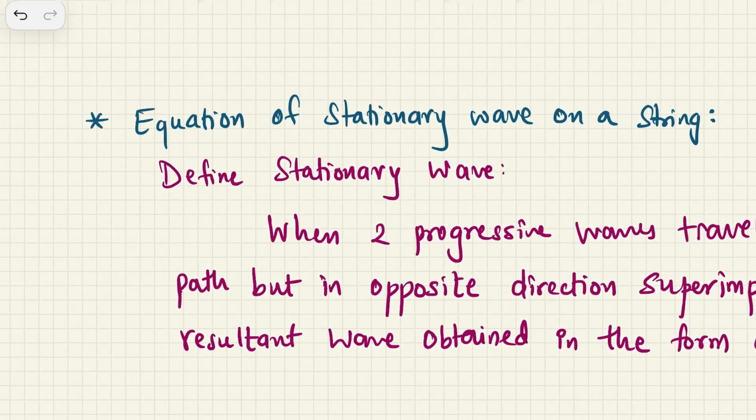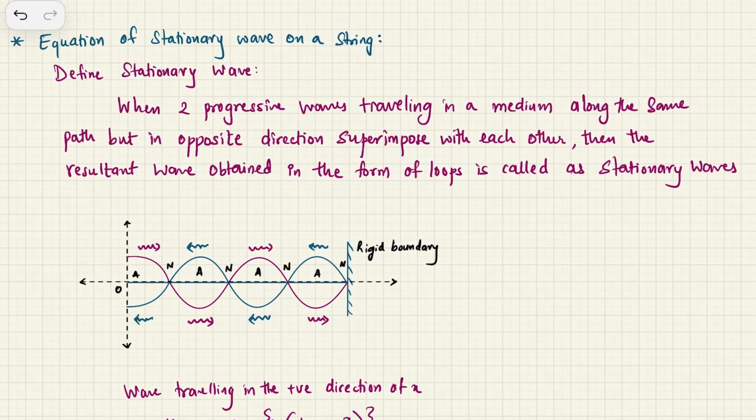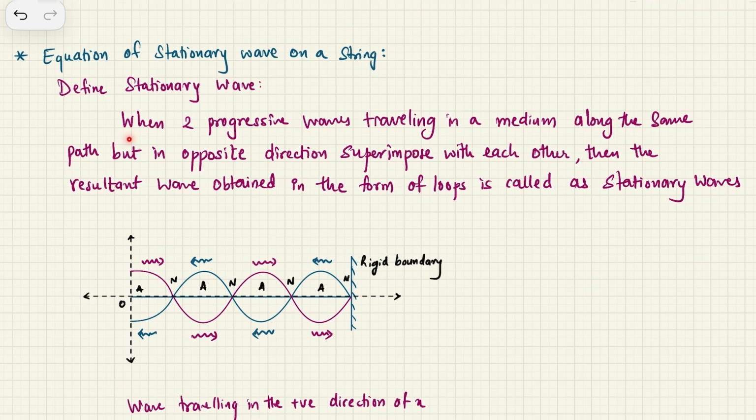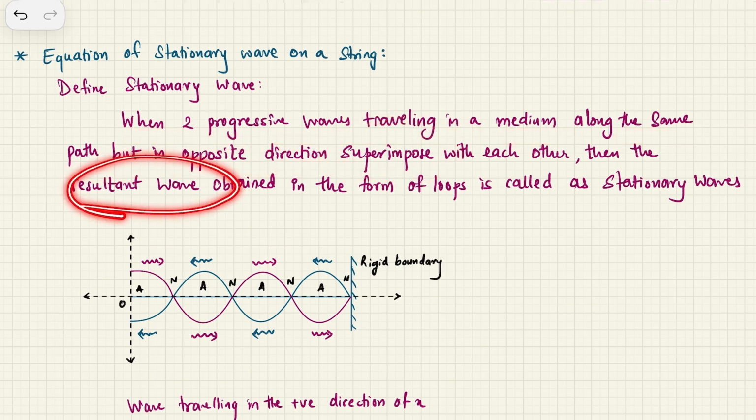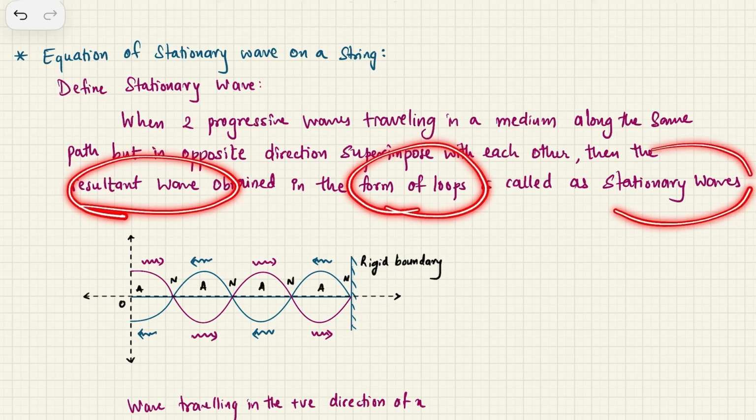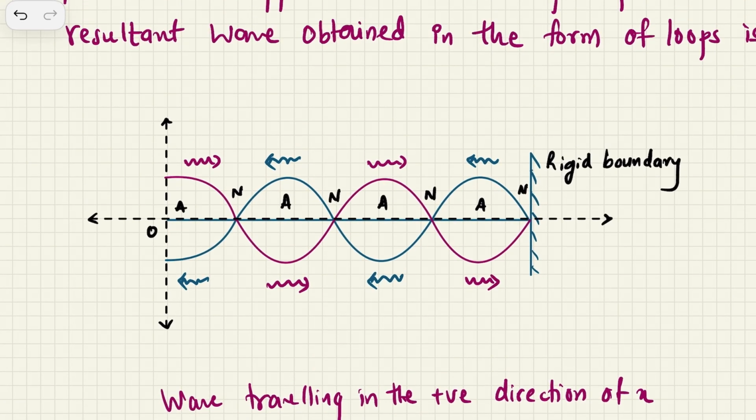Initially, as you start with the equation of a stationary wave, you are supposed to write the definition of a stationary wave, which says that when two progressive waves traveling in the medium along the same path but in the opposite direction superimpose, then the resultant wave, which is obtained in the form of loops, is called a stationary wave. I have explained this definition to you in one of the previous videos.